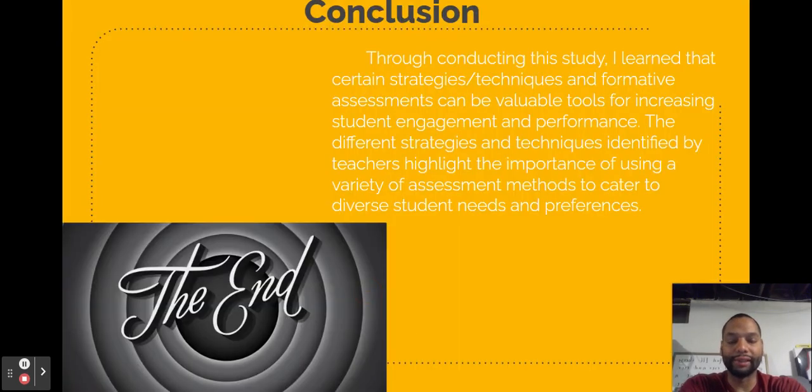Through conducting this study, I learned certain strategies and techniques can be valuable tools for increasing student engagement and performance, and I'd like to try different strategies out. I'd like to see what works, see what doesn't work, practice it, and I think it's important because I'm always trying to improve as an educator, and I would always try to help all of my students and help them improve.